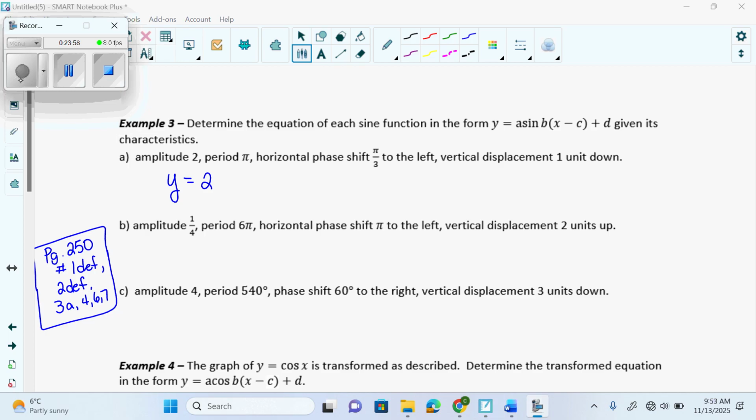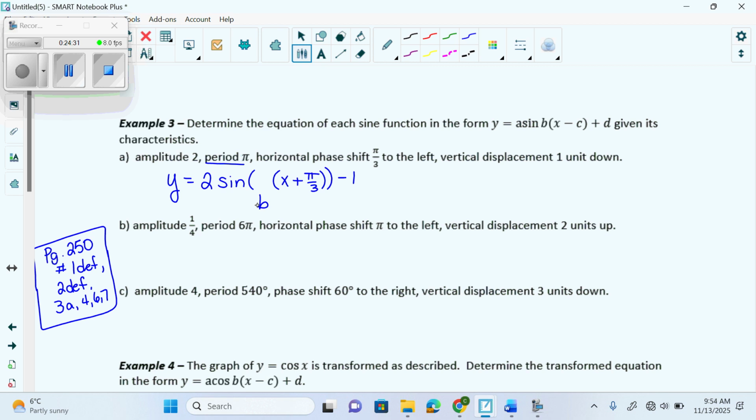Cool. We have a horizontal phase shift pi over 3 to the left, and we're doing sine something. X plus pi over 3. And a vertical displacement 1 down. And then I get a whole bunch of people putting pi here. This is the period. This is the period. Are they the same? No, they're not.